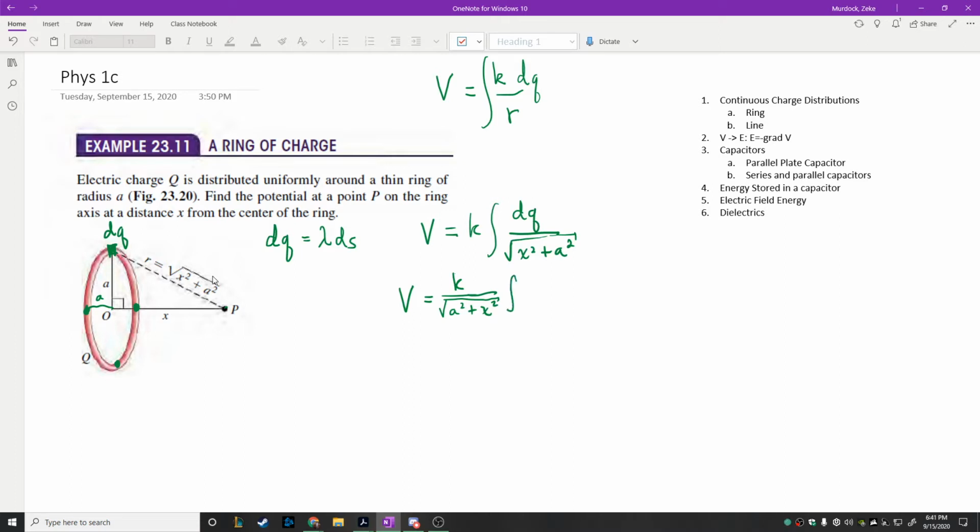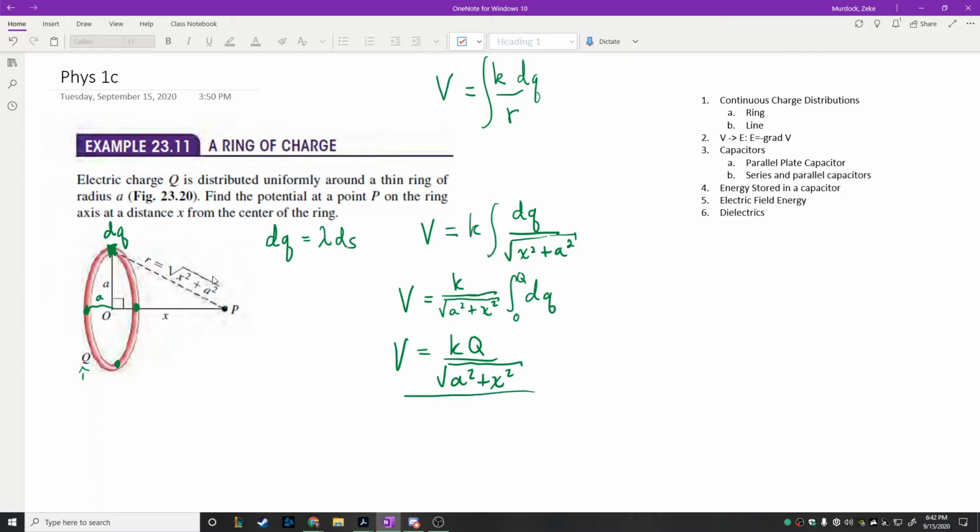On the inside, then, we're just left with the integral of dq. But that is just going to be the total charge, right? You could think about this as integrating from 0 up to big Q, if you want to, and then you would understand that it's the total charge. Really what it says is just add up all the dq's. If I add up all the dq's, I'm going to get the total charge. And that gives us our answer: K times big Q divided by the square root of a squared plus x squared.